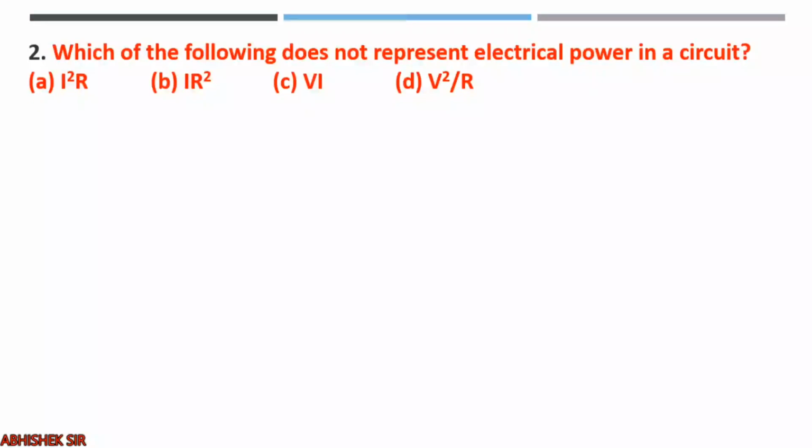Which of the following does not represent electrical power in a circuit? Now we have already seen a few formulas of power, and if you remember the formulas, then we can know that I R square is the wrong answer. It does not represent the electrical power. But let us revise again a few formulas of electric power.